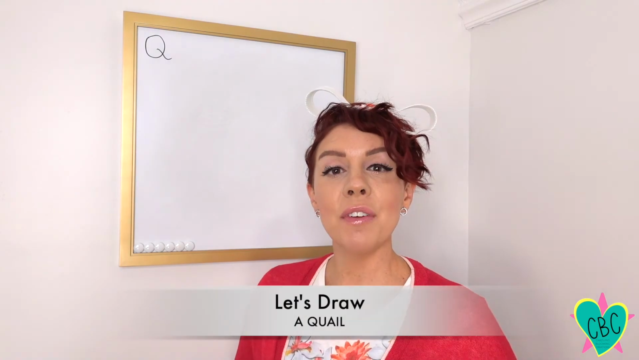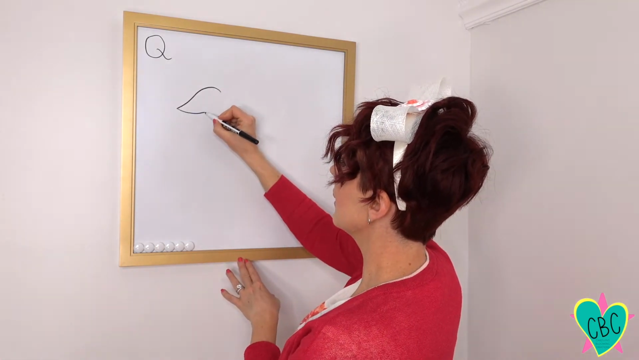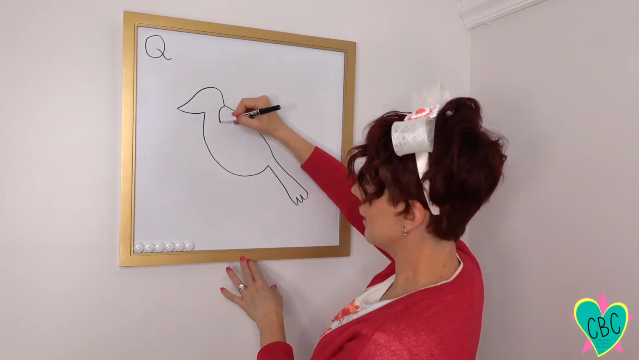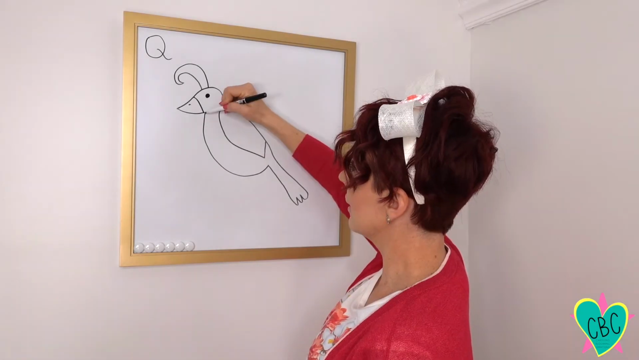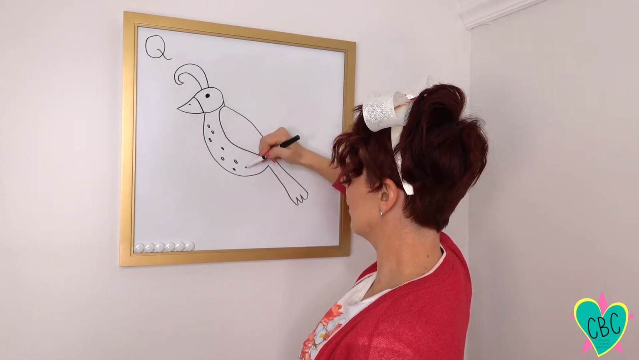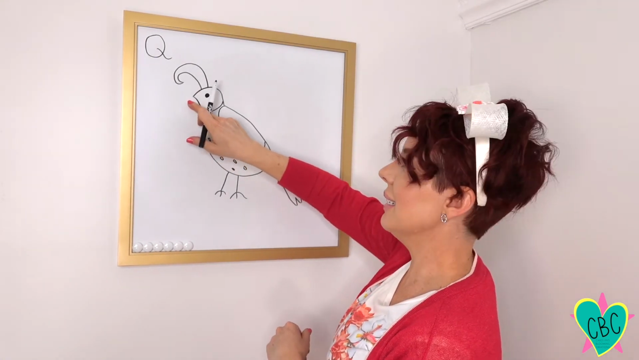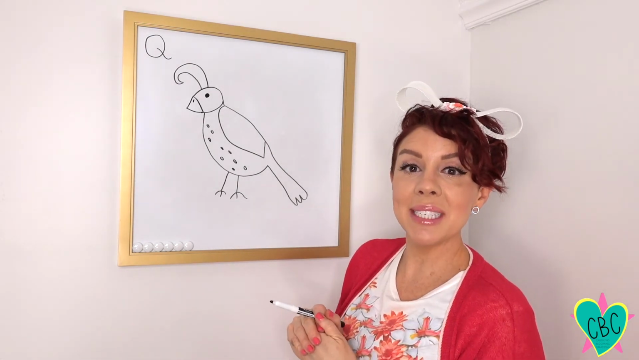Next. Now for the letter Q, we're going to draw a quail. I'm going to fine tune his beak a little bit. And that's our quail. Let's see what's next.